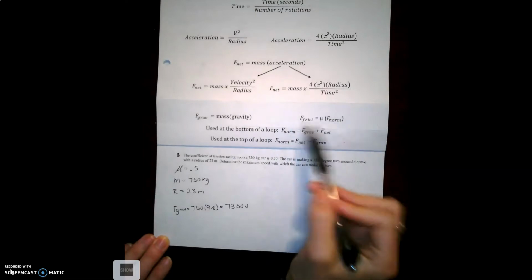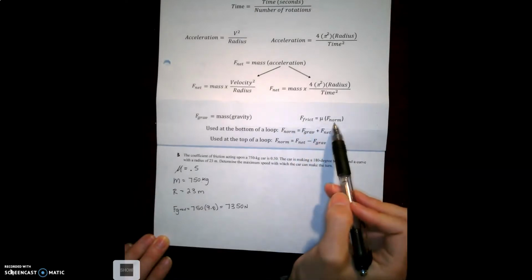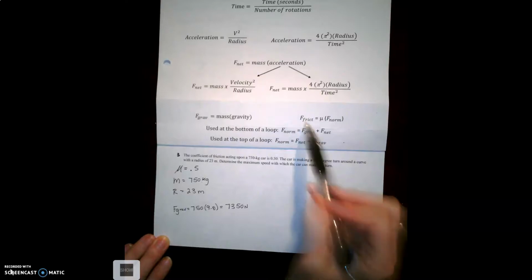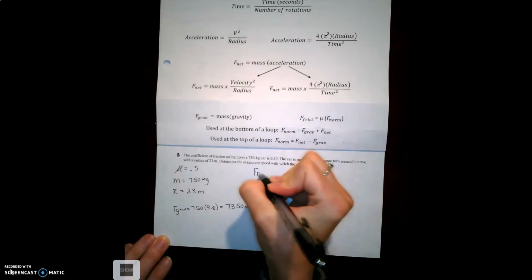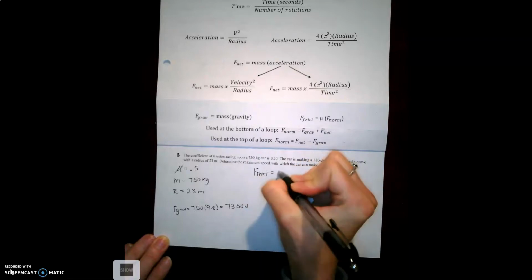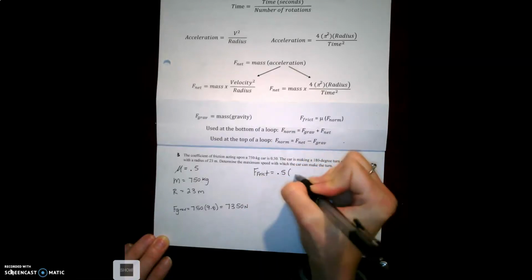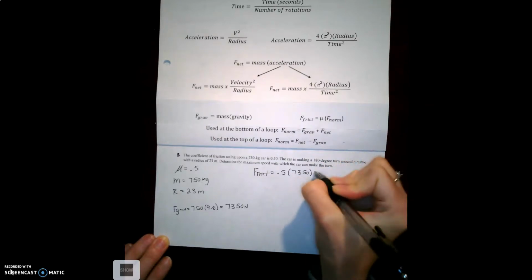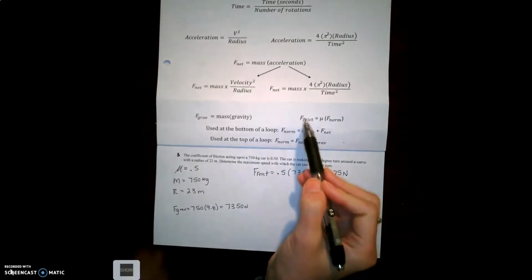The next thing we're going to do is look at this frictional force formula. So we have our coefficient, and we just found our normal, which is the force of gravity. So we can find our frictional force, which we know as our net force. So our frictional force is our coefficient, which is 0.5, multiplied by our normal, which we just found is 7,350. We're going to multiply those together to get 3,675 newtons.